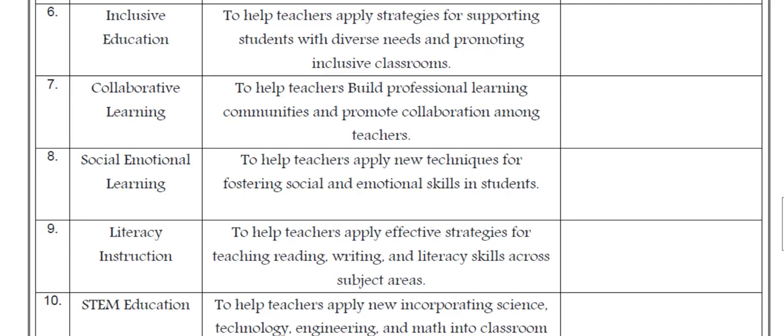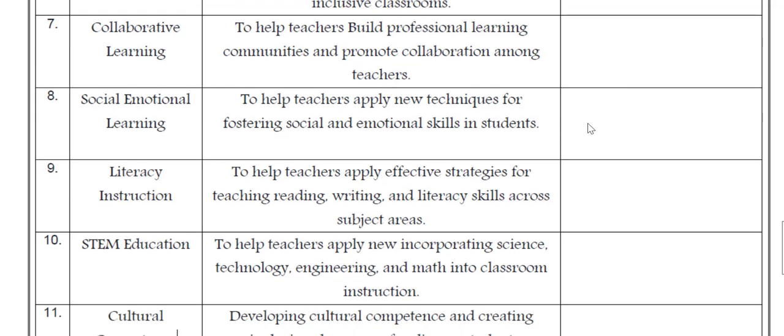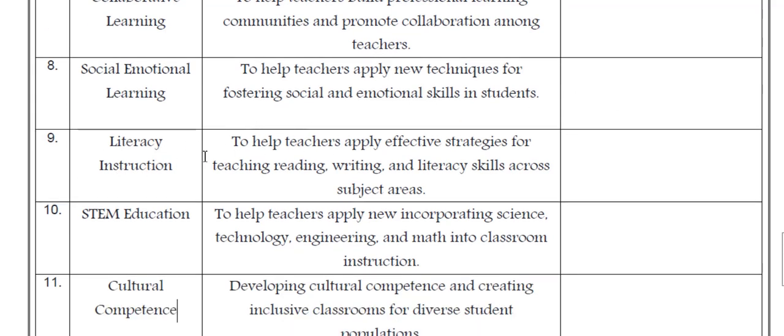Okay. Number 9, literacy instruction. The objectives are to help teachers apply effective strategies for teaching reading, writing, and literacy skills across subject areas. My friends, regardless of being an Arabic teacher, an English teacher, a science teacher, it is very important for you to focus upon how to enhance the level of your students academically. For example, if you're teaching English, it is very important for you to attend some workshops that let you know how to teach writing, how to teach reading, how to teach literacy skills across subjects.